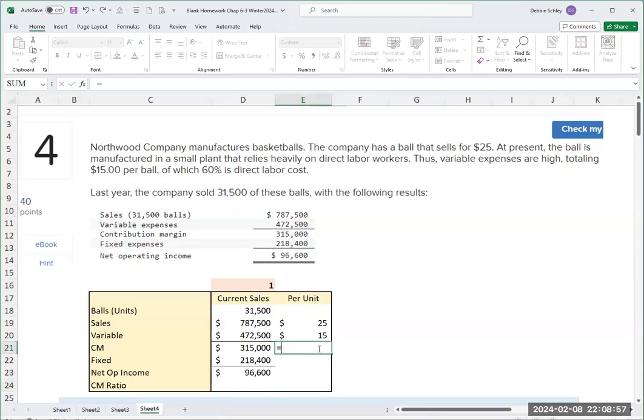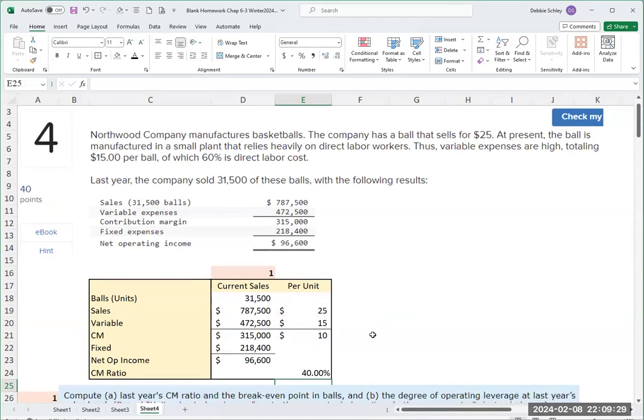So my contribution margin per unit is going to be the sales minus the variable. And then just because I know I'm going to need this at some point, I'm going to figure out my contribution margin ratio. And again, remember, I can use my per unit numbers because I'm figuring out a ratio, or I can use my total numbers. So I'm just going to take my contribution margin per unit divided by the selling price per unit, and that gives me 40% contribution margin ratio.